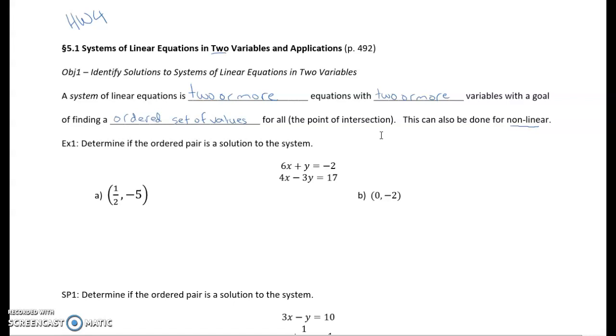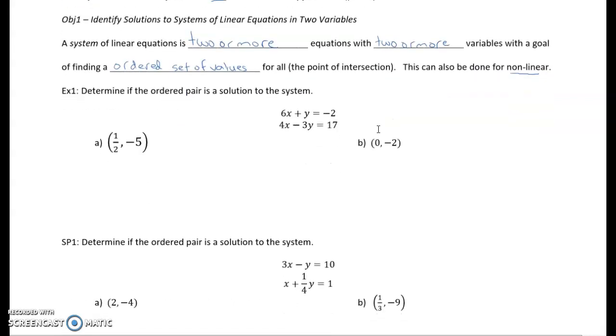systems. So the first thing we're going to practice is determining if the ordered pair that's given is a solution to the system. In order for it to be a solution to the system, it has to be true for both given equations. So if we look at part A, we have x and y. We're going to plug it into the first equation, see if it works. Then we're going to plug it into the second equation and see if it works.